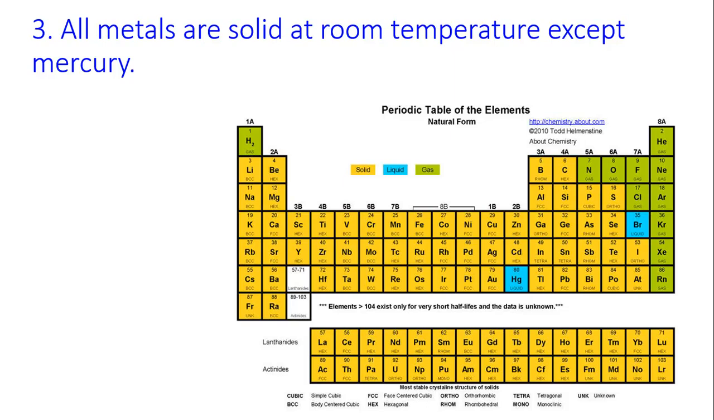The third property we want you to remember is that all metals are solid at room temperature except mercury. You can see all the metals on the left-hand side of the periodic table of elements. And there are some gases on the right-hand side. All the nonmetals are on the right-hand side, and you can see that the ones in green are gas at room temperature.